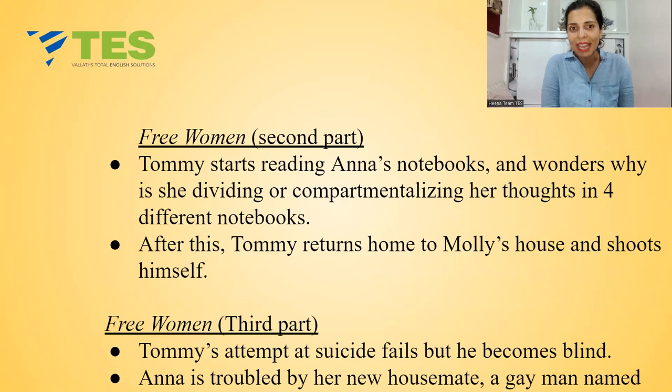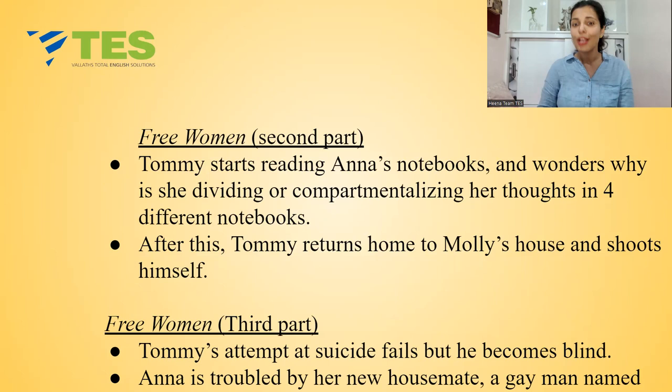Tommy, the son of Molly and Richard, starts reading Anna's notebooks. He's depressed, remember? And after reading those notebooks, he has weird thoughts because Anna has written about things in such a disoriented way. Tommy wonders why she is dividing or compartmentalizing her thoughts into four different notebooks. And after this, Tommy returns home to Molly's house and he shoots himself. This takes us to Free Women, third part.